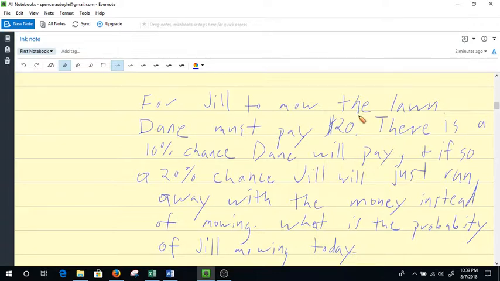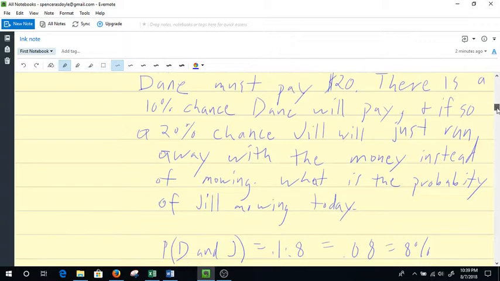For Jill to mow the lawn, Dane must pay $20. There is a 10% chance that Dane will pay, and if so, a 20% chance that Jill will just run away with the money. So for Jill to do something, Dane must do something first, right? That's what's occurring here. So there's a conditional probability here. She can't run away with the money if he's never given it to her. So that 20% would become irrelevant.